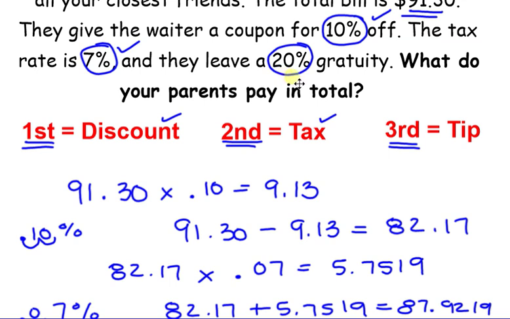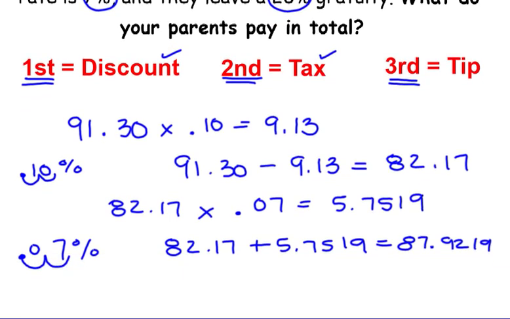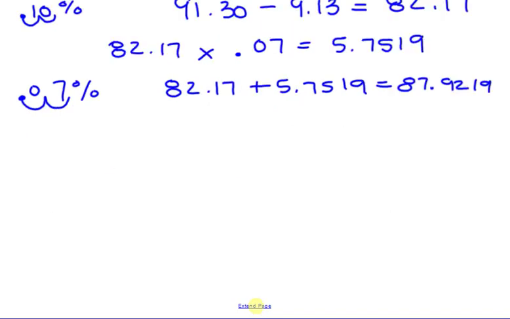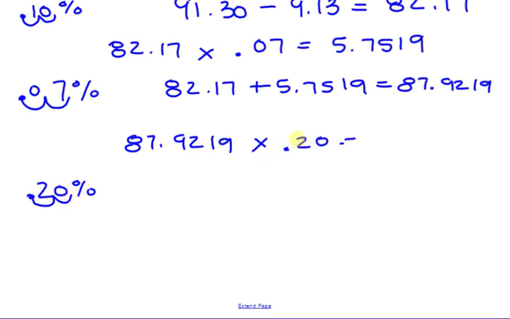The last thing we have is our gratuity, which is 20%. So what's my new total? Remember, I have not rounded yet, okay? So 87.9219 times, what's my gratuity? 20%. Move it back 2 spots right there. So times 0.20. Go ahead and calculate that. You're going to get a large number. So it's going to be 17.58438.